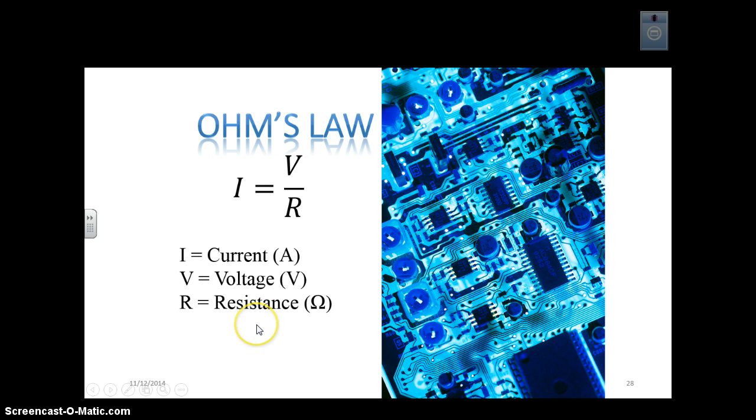So we can relate that into a mathematical law, which is called Ohm's law. Current is related to the voltage divided by the resistance. And these are all of our symbols and our values for each of these. So current I in amps, V for voltage, which is also volts, that's really nice, and R resistance in ohms.